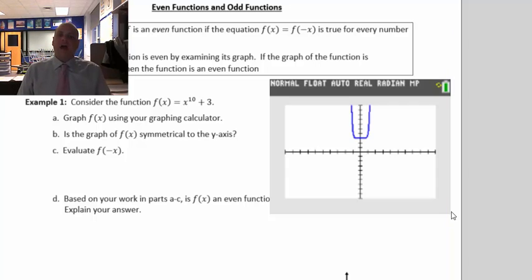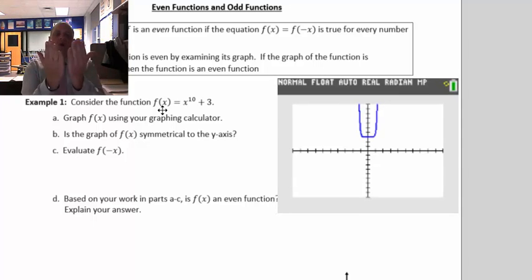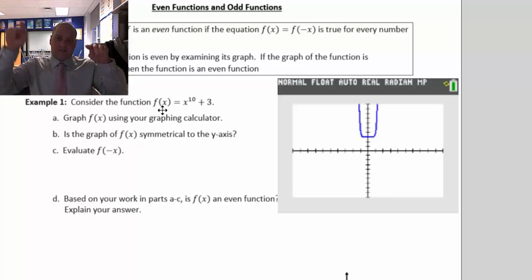Okay? Now, we graphed it using the graphing calculator, and you just sketch it the best you can. Is the graph symmetrical to the y-axis? Meaning if you folded right along the y-axis, would the graph land on itself with nothing left over? And as you could tell, yes, it would. If you fold it along the y-axis on your paper, it lands right on itself. There's the same exact thing on the right side of the y-axis as there is on the left side. All right, so that is symmetrical to the y-axis, therefore, yes.